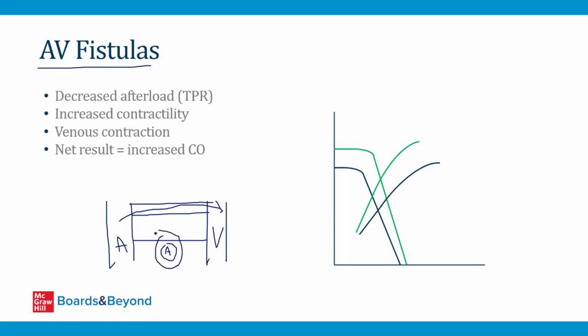So anytime you create an AV fistula in the body, the major physiologic change is a fall in the afterload or the TPR. Now, because the TPR falls, this triggers the sympathetic nervous system and there's increased contractility. Also, because of the sympathetic nervous system being activated, there's venous contraction. And so all those changes get you the change in the curves shown here, going from black in this cardiac output to green in this higher cardiac output. This is what you expect with an AV fistula, a higher cardiac output.